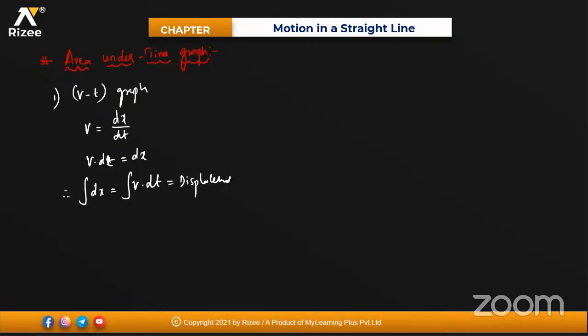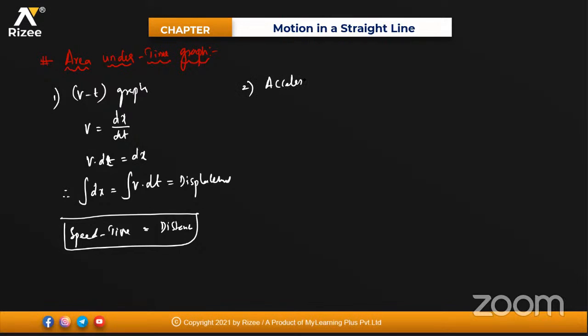Okay, because speed and time relation will give me the distance, beta. Speed and time relation will give me what? Speed-time gives me distance. Make sure of that one. Velocity versus time will give me what? Displacement.